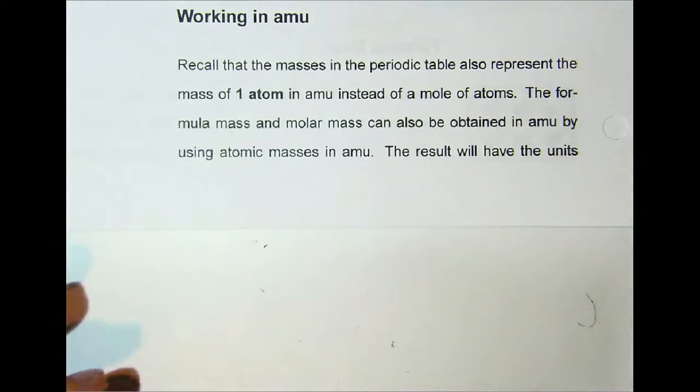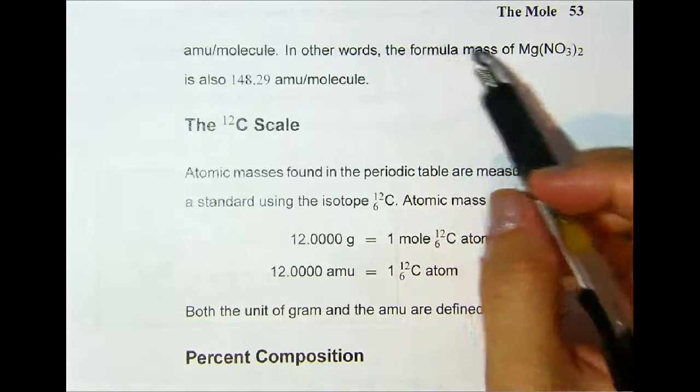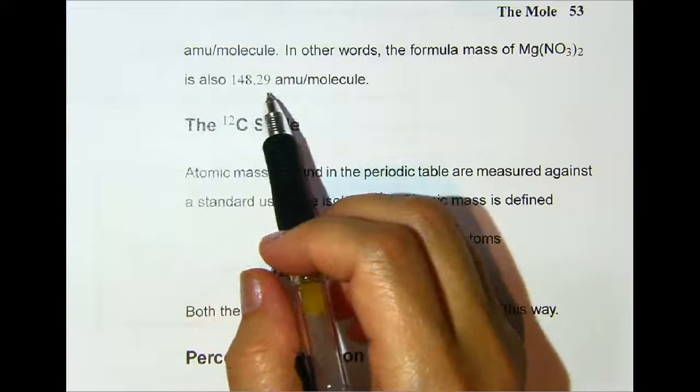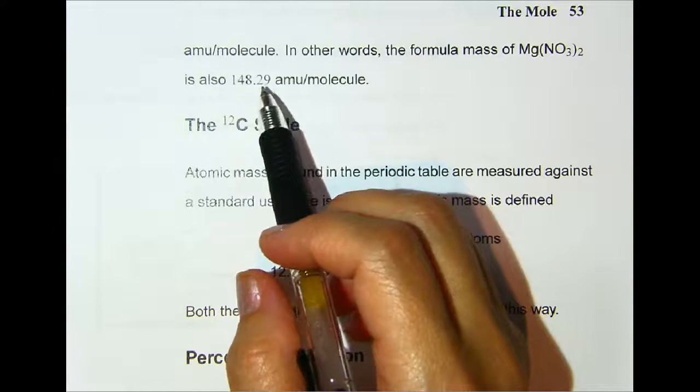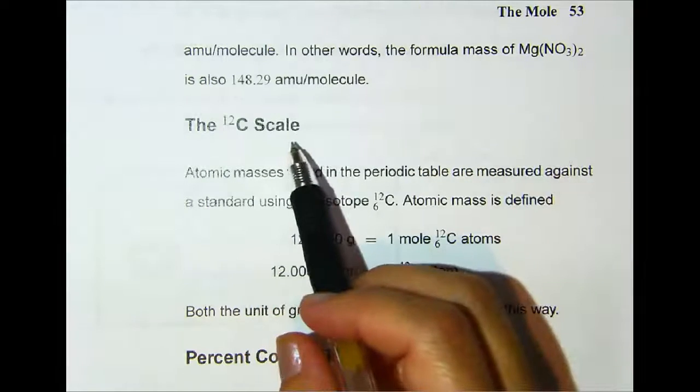The result will have the unit atomic mass units per molecule. In other words, the formula mass of magnesium nitrate is not only 148.29 grams per mole, but it can also be atomic mass units per molecule. The carbon-12 scale.